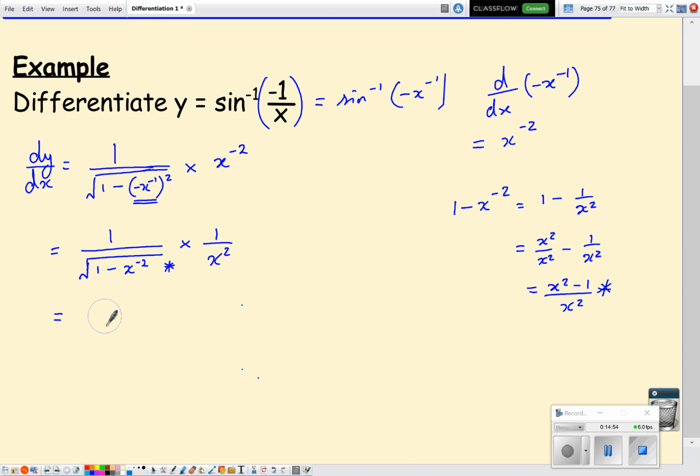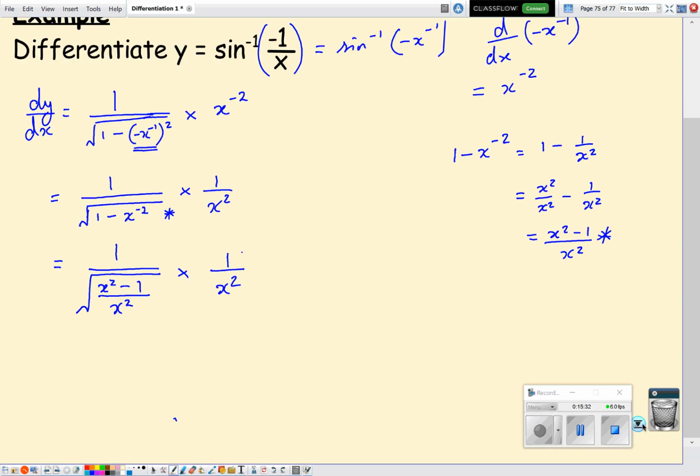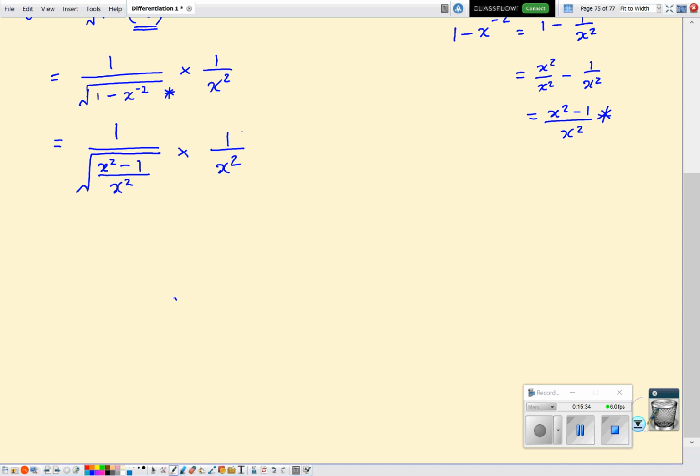So the next line of the derivative is going to look like this, 1 over root x squared take away 1 over x squared times 1 over x squared. It's quite a common technique to not bother combining anything until you've got both parts as simply written as possible, because it just makes your life a bit easier if you get both parts simplified first.